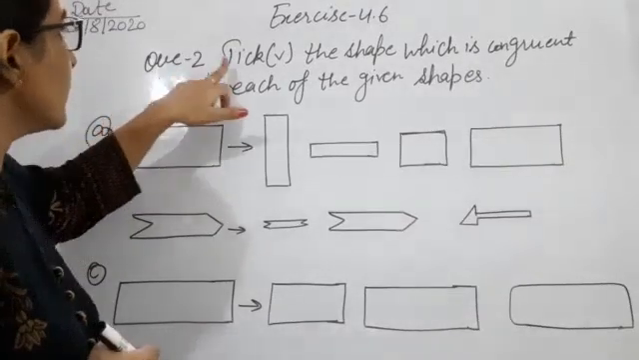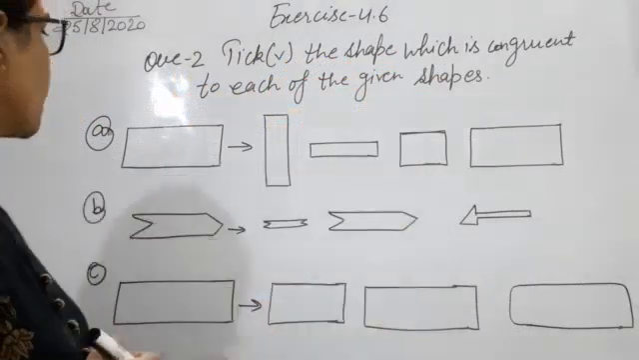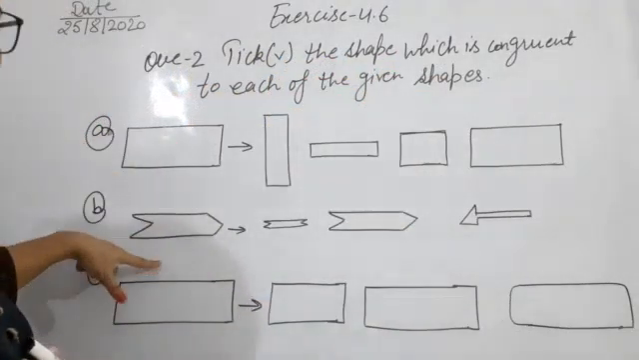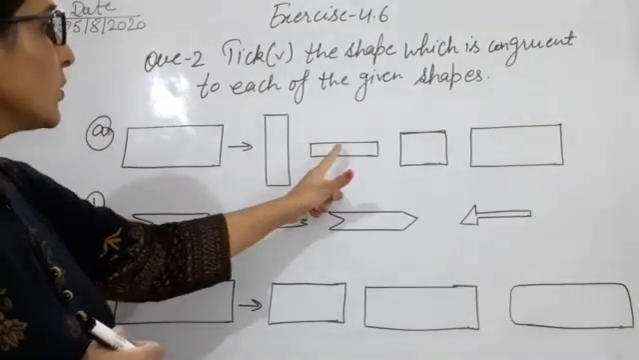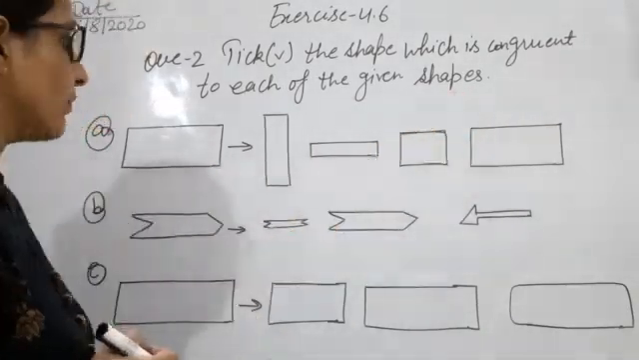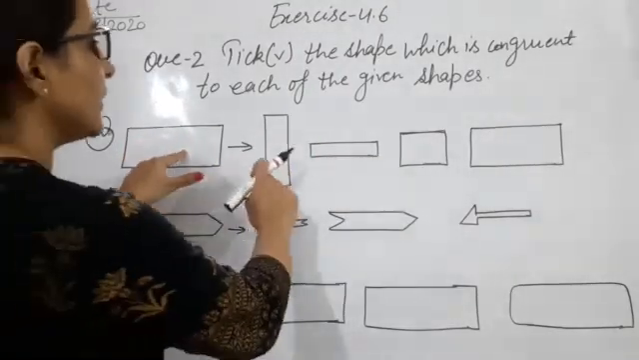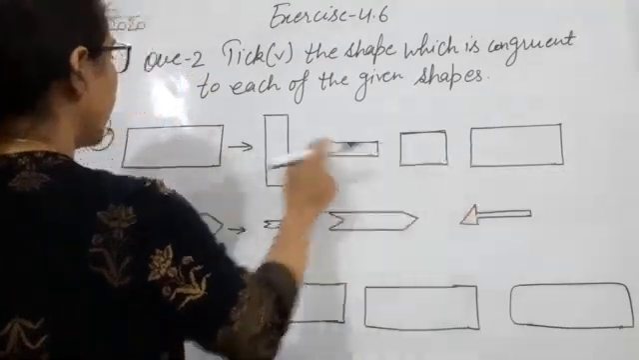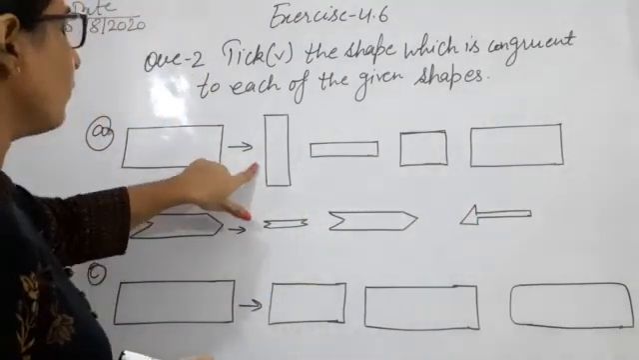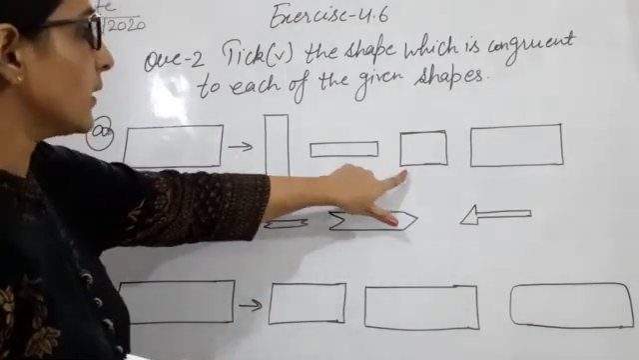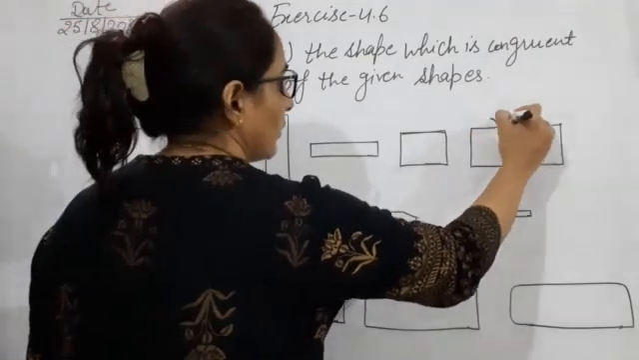Now question number 2 is tick the shape which is concurrent to each other in the given shapes. Here A, B and C part is there. In this one the shape is given, clear, and then here 1, 2, 3 and 4 options are given. You look at these shapes and which are similar to this one. From these, which is the shape that is like this shape? So we take the correct one. First is this one, the second and then third and then fourth.